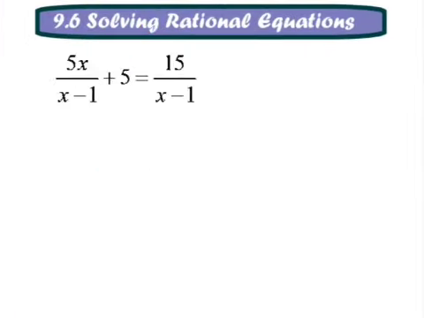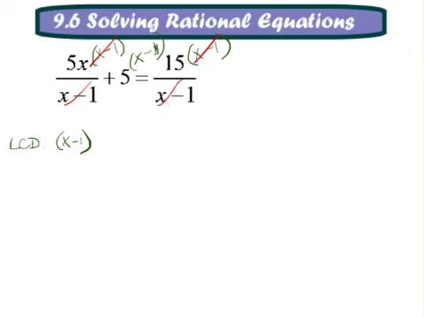So here's another one. Let's multiply through by our common denominator. In this case, my common denominator is x minus 1. So I'm going to multiply everything in the first by x minus 1. Everything, this 5 here that's added, I'm going to multiply that by x minus 1. And on the right side, I'll multiply by x minus 1. Now, let's see what cancels. This leaves me with 5x plus 5 times the quantity x minus 1 equals 15.